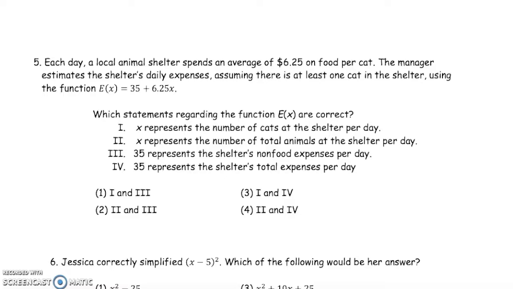Each day, a local animal shelter spends an average of $6.25 on food per cat. The manager estimates the shelter's daily expenses, assuming that there is at least one cat in the shelter, using the function e of x equals 35 plus 6.25x. Which statements regarding the function e of x are correct? X represents the number of cats in the shelter per day.